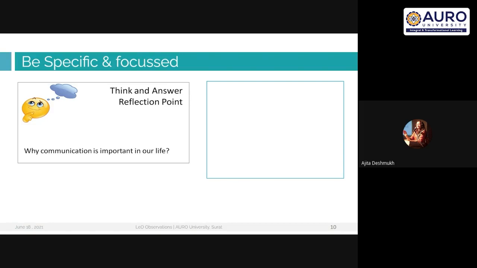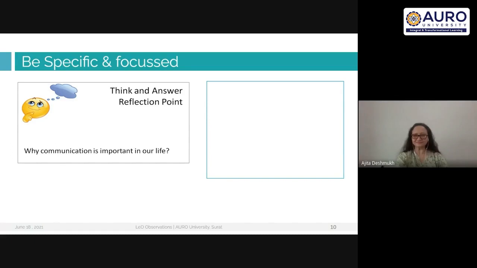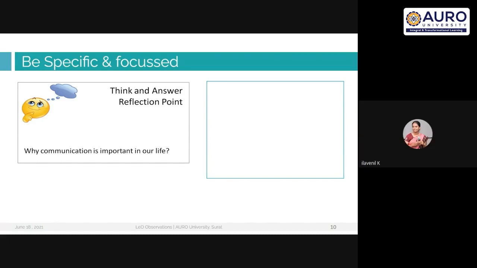So if this question is asked, why is communication important in our life, do you think it satisfies all the criteria of being a reflection spot? You can start answering. If you want, try to recollect the checklist that we had shown. This was part of a submission on communication processes. We had most of the things right.